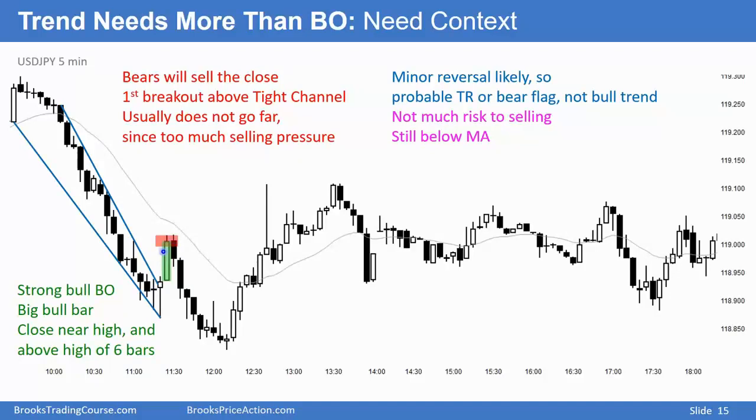Other traders will say, okay, I don't want to sell a big bull bar, but we have a bull breakout with a bear bar closing on its low. I will sell below the low of that bear bar, betting that the bull breakout is failing and that it's a 2-bar bear flag, and the bear trend will probably resume.